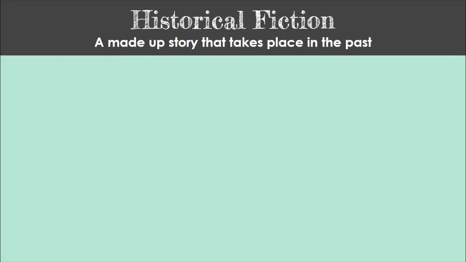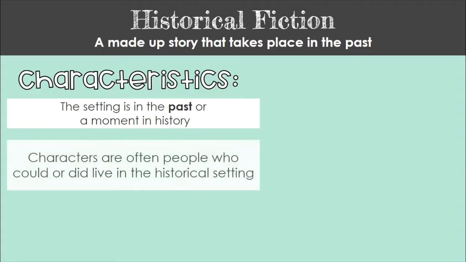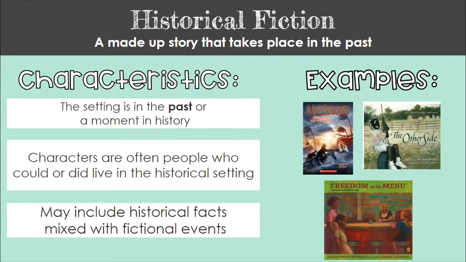Historical fiction is a made-up story that takes place in the past. Some things to look for are the setting is in the past or a moment in history. Characters are often people who could or did live in the historical setting. And it may include historical facts mixed with fictional events. Some examples include The Other Side, Freedom on the Menu, and the I Survive series.